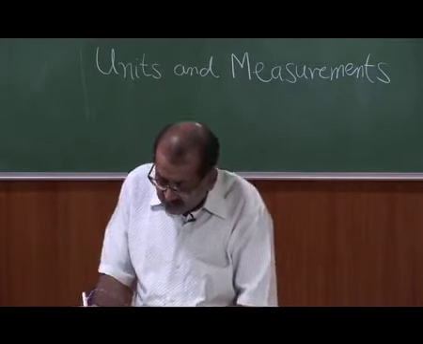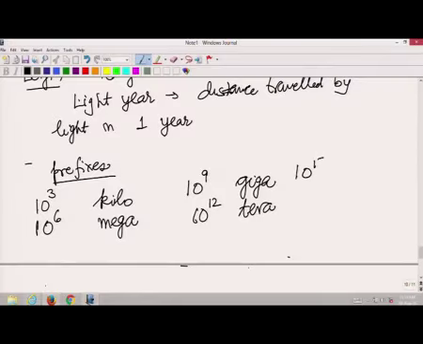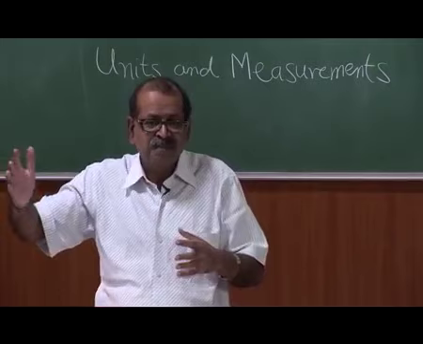So, these prefixes are sort of standard, and the bigger one, when we go to 10 to the power of 15, then this is termed as peta. There may be more, but these are the more commonly used prefixes when we are magnifying things.